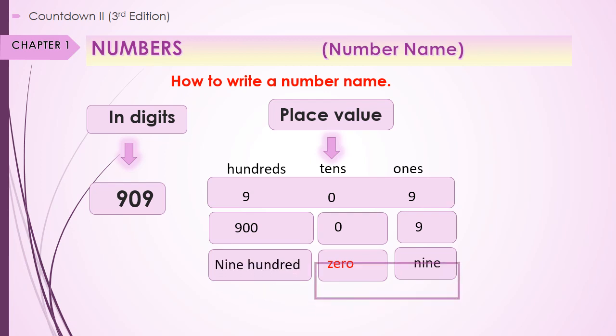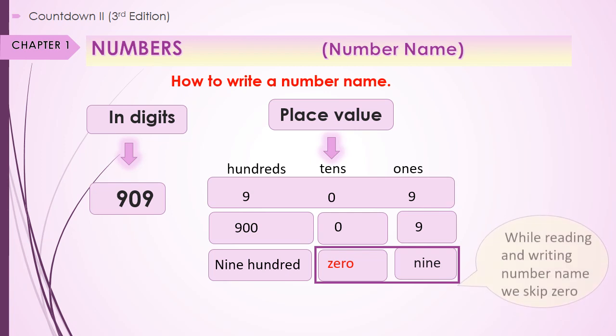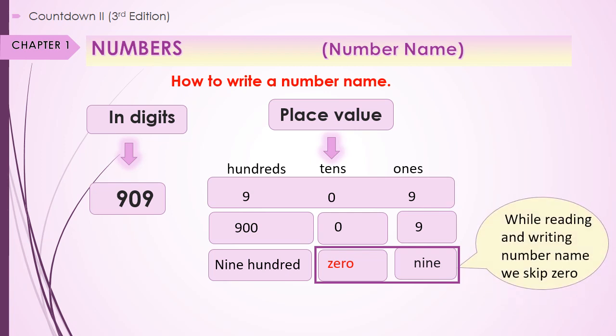Now combine the last two numbers. It makes 09. But when we are writing or reading a number name, we will skip 0. And after 100, we will add and. So what does the number name become?